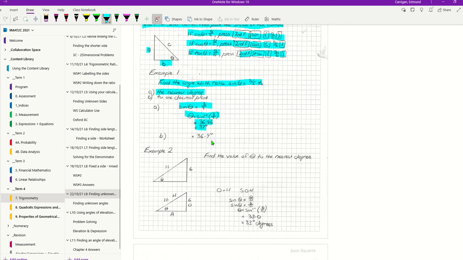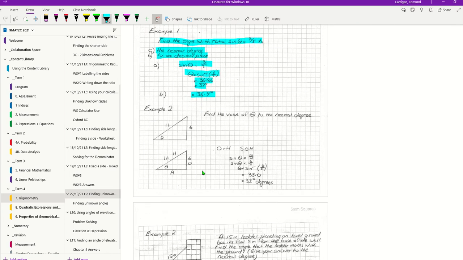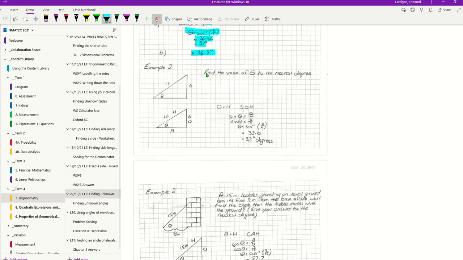So 37 degrees, if I'm giving it to 1 decimal place, which is what this asks me for here, 1 decimal place, 36.9. Have a look here, the 6 I round up as well. My second example, find the value of theta to the nearest degree for this one.